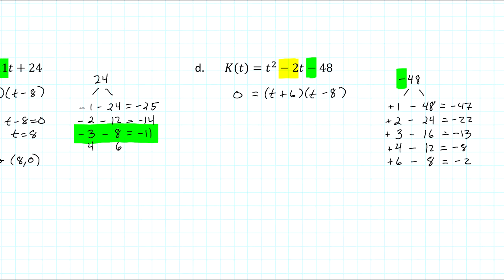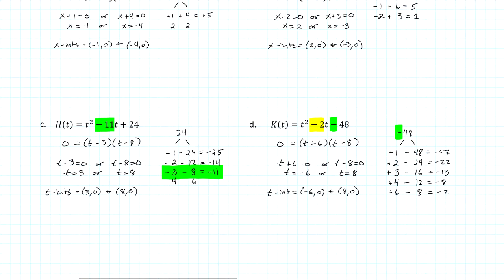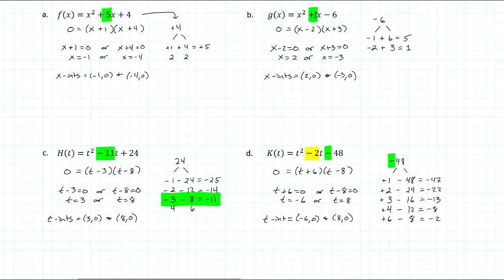We'll set this equal to 0 to get t plus 6 equals 0, or t minus 8 equals 0. Solving these, we get t equals negative 6, or t equals 8. So we can say that the t-intercepts are the points negative 6, 0, and 8, 0. That's it. That gives us all of the intercepts, the horizontal intercepts, x or t, as these go.